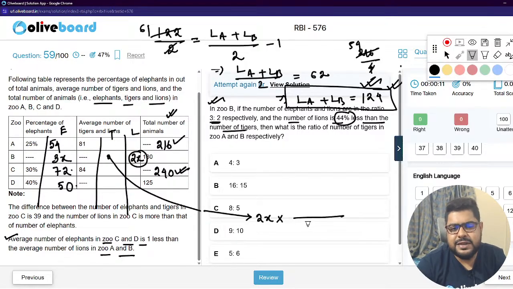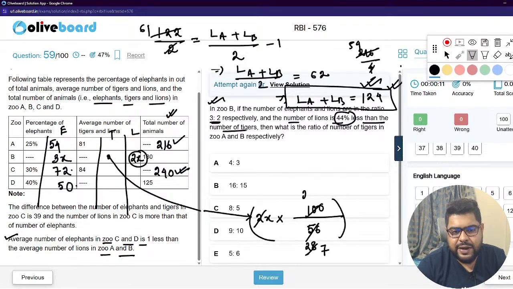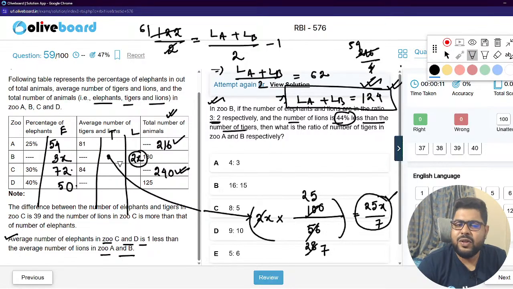So 2x represents 56%. Number of tigers will represent 100. So 2 into 100 by 56, that is 25x divided by 7. So this is your number of tigers. Correct? Everyone? Absolutely clear? So I got this, I got this, I got this.